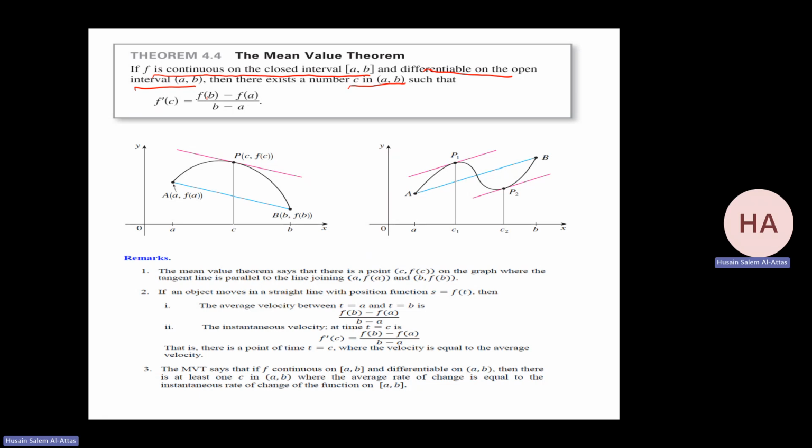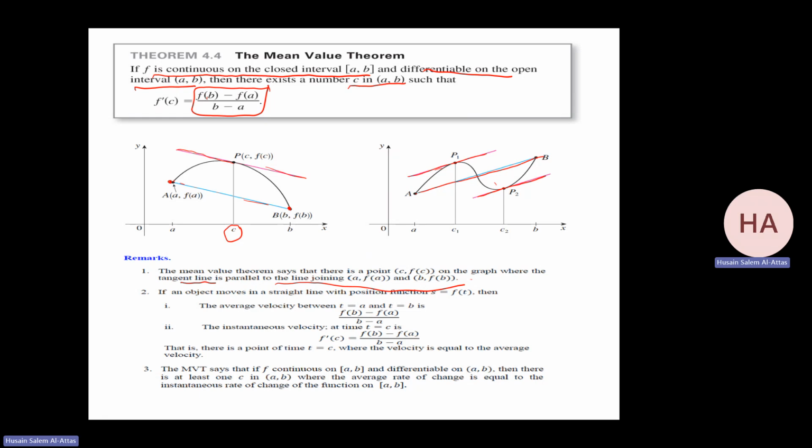What's the idea? If you look at this one, this is the slope of the secant line, if you have 2 points. The mean value theorem says there is a point C between A and B where the slope of the tangent equals the slope of the secant line joining the points A and B. And yes, we can have more than one such point, but still the slopes are the same. Since they are parallel to each other, there is a point on the graph where the tangent line is parallel to the line joining these points. So the slopes are equal.